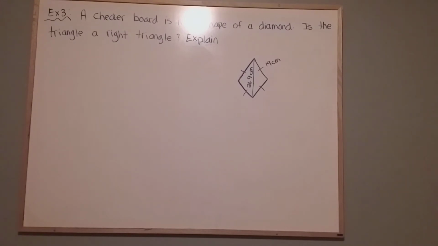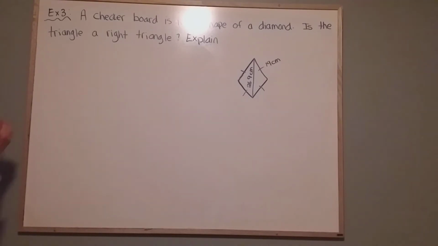Example 3. A checkerboard is in the shape of a diamond. Is the triangle a right triangle? First, I apologize for not a very nice diamond, but that's my diamond. And it's saying all four sides are the same, and those sides are 19, and the line going across is 26.9 centimeters. So they're saying, is this a right triangle?